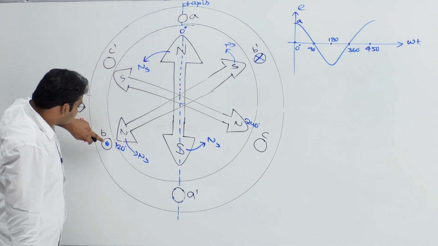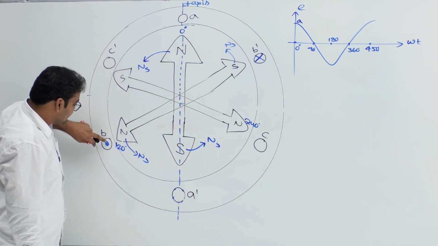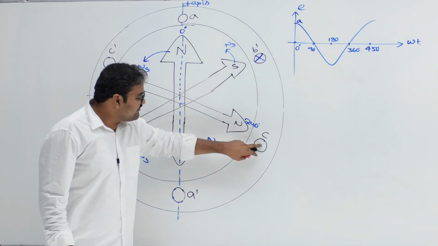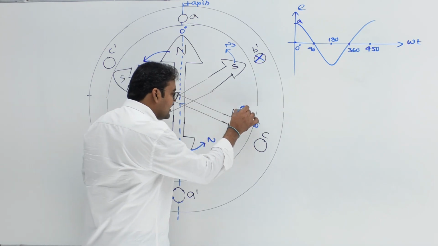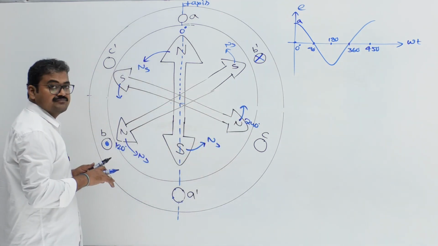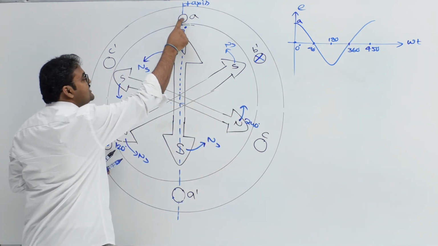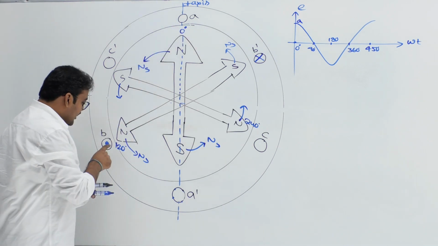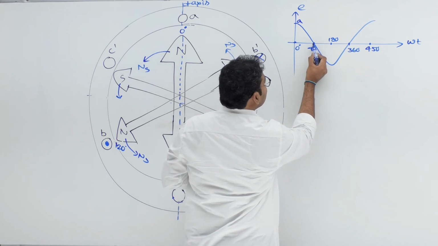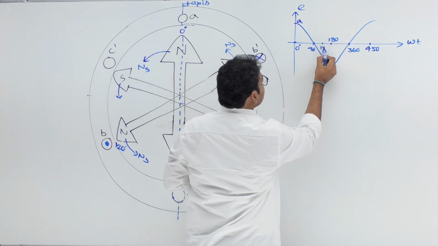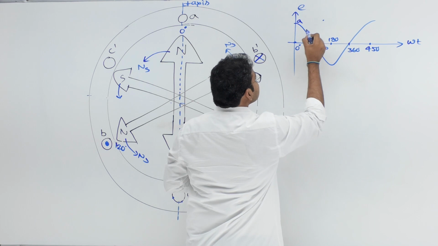So therefore, at 0 degrees, phase A EMF is maximum. After 120 degrees, phase B EMF is maximum. After 240 degrees, phase C EMF is maximum. This is all happening if I am rotating the rotor in which direction? Anti-clockwise direction. So at 0 degrees, A phase voltage is maximum. After 120 degrees, B phase. 120 degrees means, can I say between 90 to 180, here 120 will be there. Here B phase voltage is maximum.